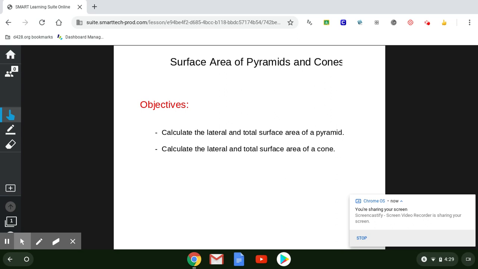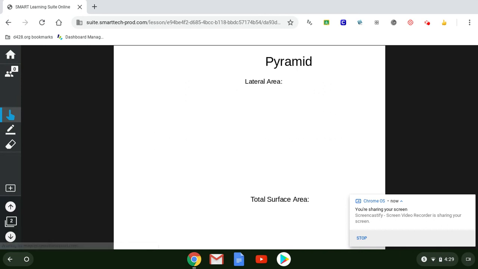Hello, today we're going to do the surface area of pyramids and cones. If I go too fast, feel free to pause the video because there are some shapes you'll need to draw. The first shape we'll talk about is pyramid.